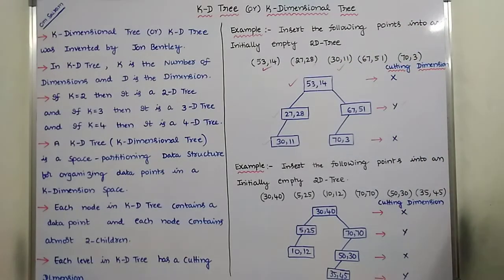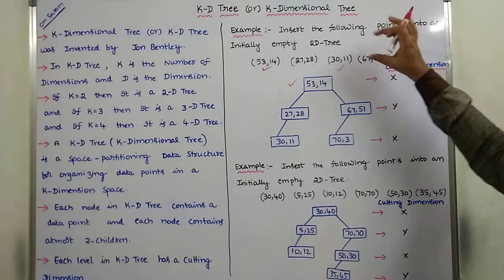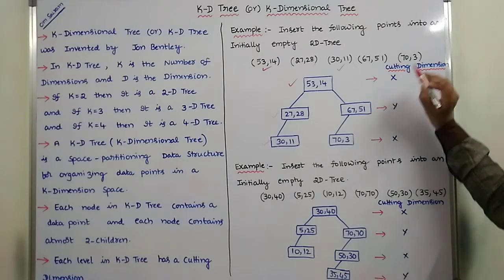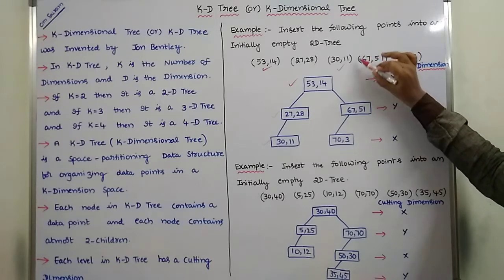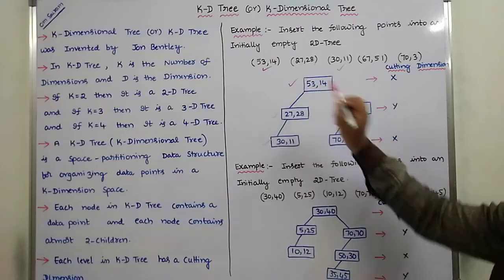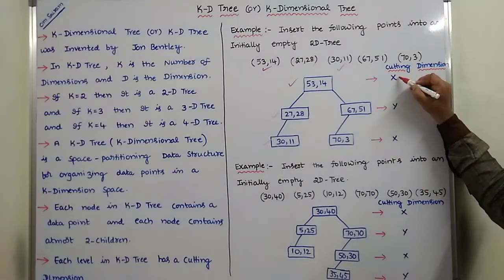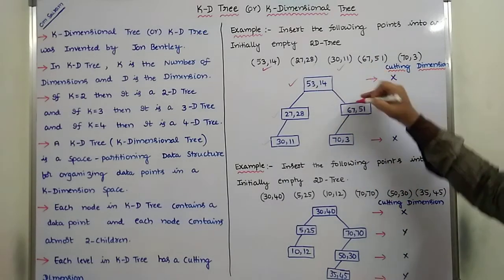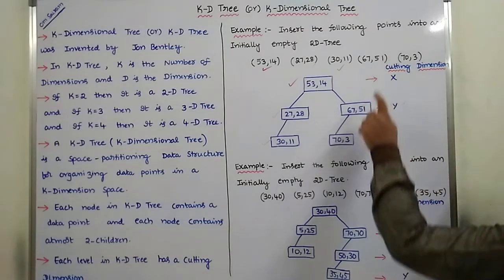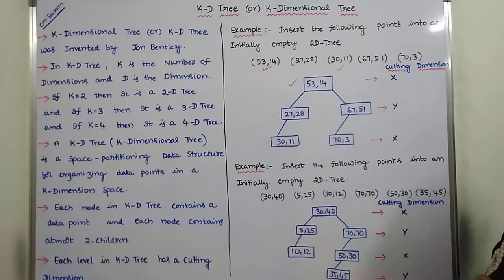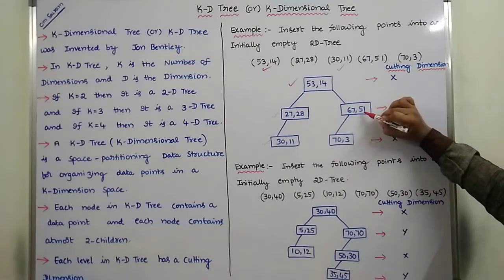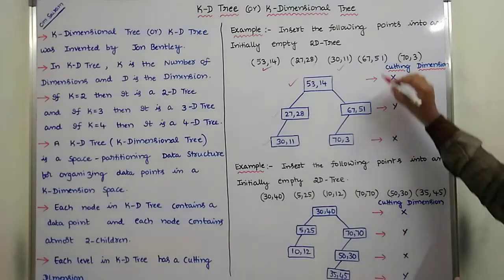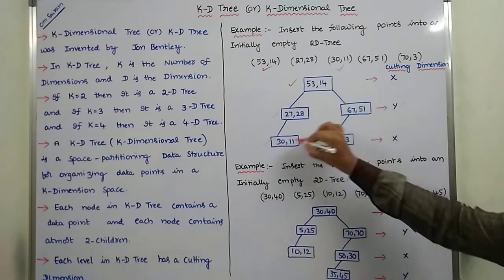Next we are taking 67 comma 51. First this data point is compared with the root. Here the cutting dimension is x. So 67 is the x coordinate value. 67 is compared with 53 because we are considering the x coordinate. It is greater, so go to the right subtree. There are no nodes there. Now 67 comma 51 is inserted as the right child of 53 comma 14. After inserting 67 comma 51, this is the tree we get.